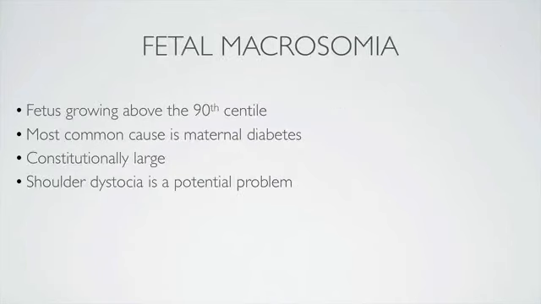Fetal macrosomia is a large fetus above the 90th centile. This is most commonly due to maternal diabetes, but could just be it's a large baby with large parents. And a common problem with this is shoulder dystocia. So they get stuck on the way out, the shoulders get stuck. It's an obstetric emergency and can result in clavicle fractures and increased rate of Erb's palsy.